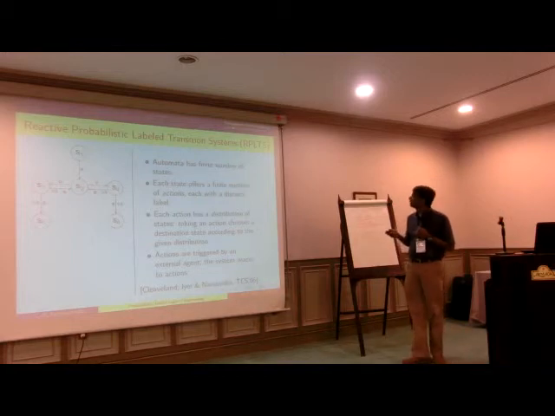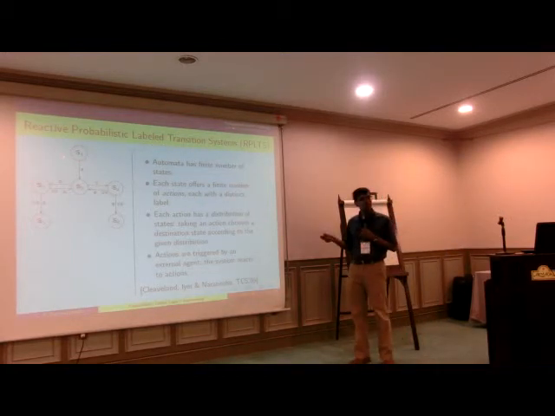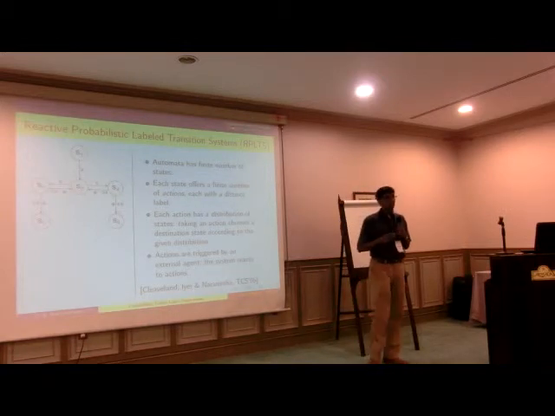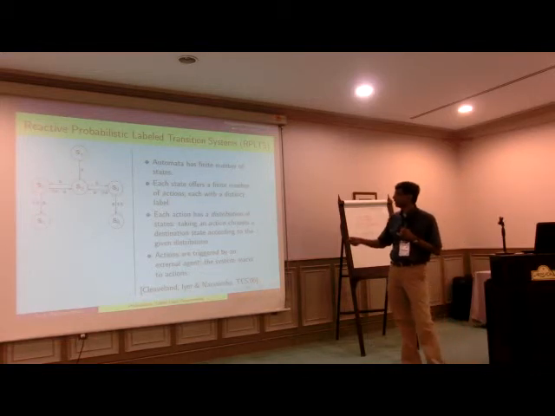The RPLTS, as it stands, basically adds labels to the transitions, and from each state there can be multiple outgoing labels, and there's a distribution associated with each label. So for instance, here from this state S3, there are two actions. There's an action you can take called A. When you take A, with 3/4 probability you go to S2, with 1/4 probability you go to S5.